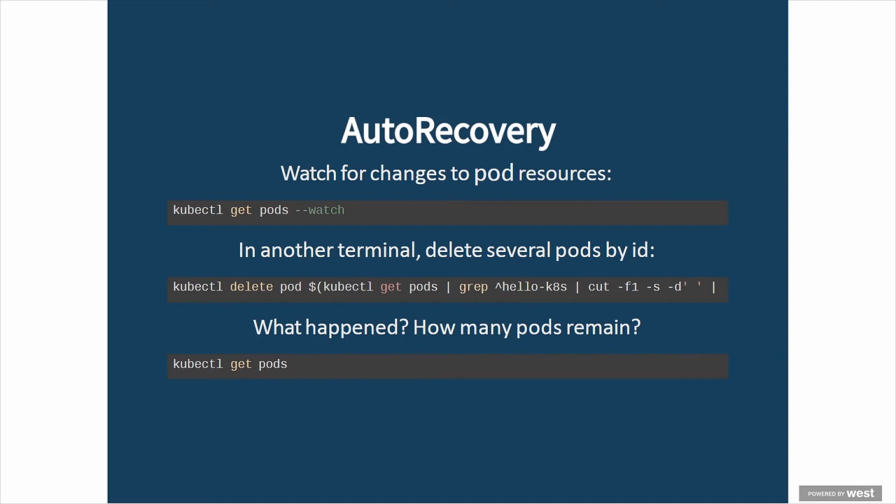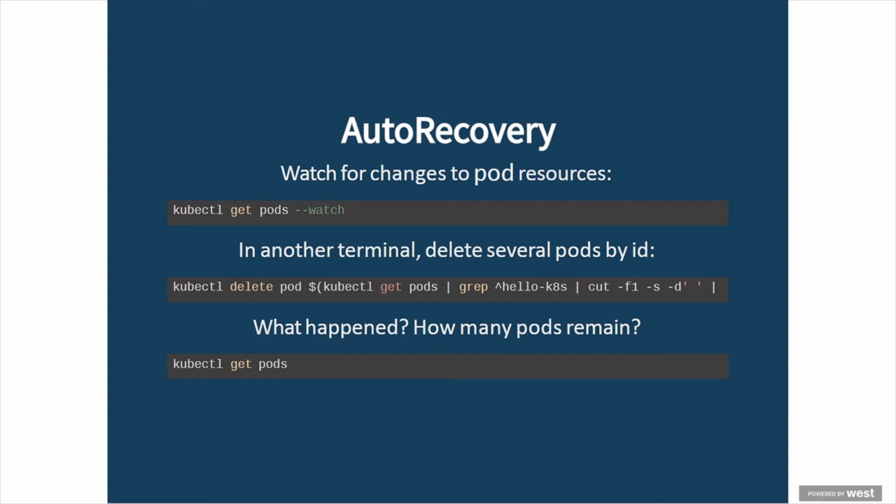In another terminal, we can try deleting several pods by ID in order to see what happens when the spec and status move out of alignment with each other. kubectl delete pod followed by the pod IDs will delete multiple resources by ID.